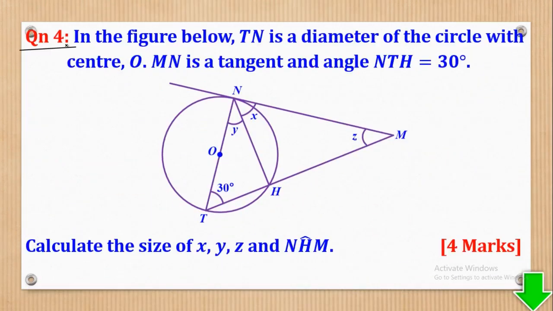So now we shall go to question 4. Question 4 says that in the figure below, TN is a diameter of the circle with center O. So this O is a center. MN is a tangent, and angle NTH is equal to 30 degrees. So NTH is 30 degrees. Calculate the size of x, y, z, and NHM. So NHM, which is this angle.